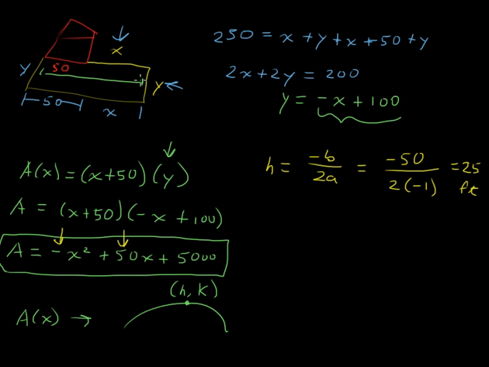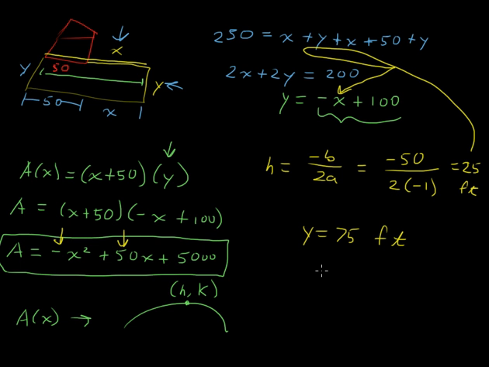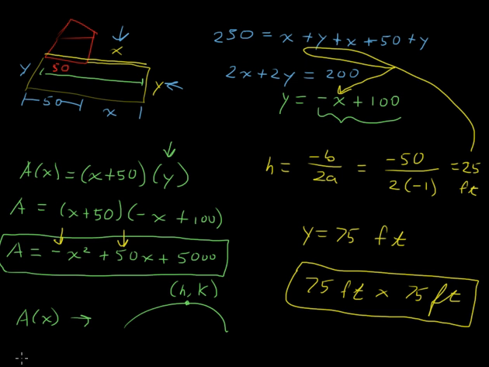And then lastly, the dimensions. Well, the dimensions of this, we can just plug that 25 back in for x. Let's plug it into this easier one right there, and we get y equals 75. So y equals 75 feet. Now x still equals 25, but this whole dimension is 25 plus 50. So we're going to have 75 feet by 75 feet would maximize the area. Well, that makes sense because it's just going to be a square. All right, that was an example of modeling with the quadratic equation.